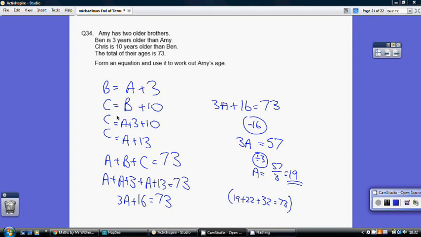Now, just looking at this one, so C is B plus 10, but I know that B is A plus 3. So I can substitute this A plus 3 and replace the B with that.